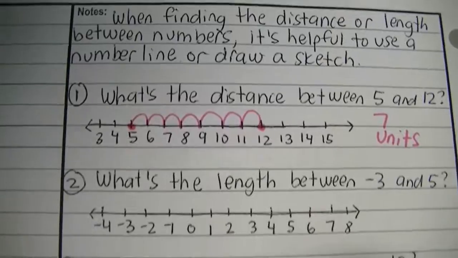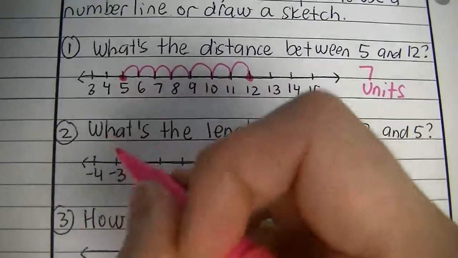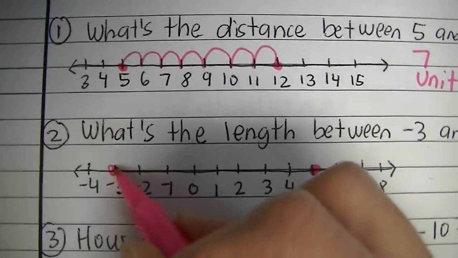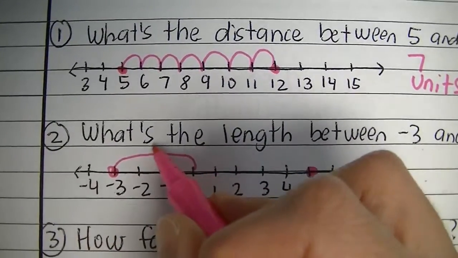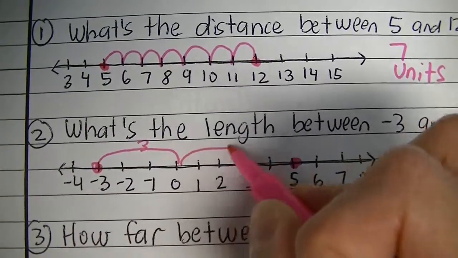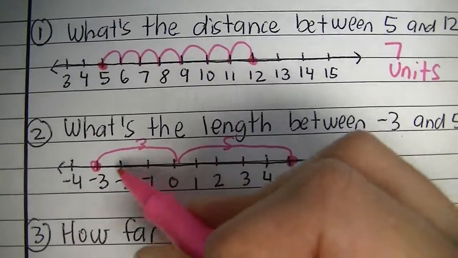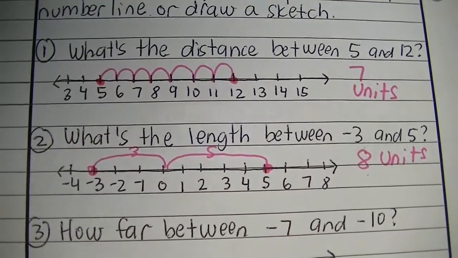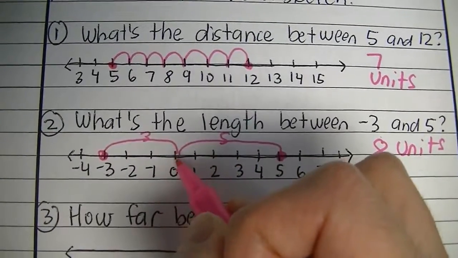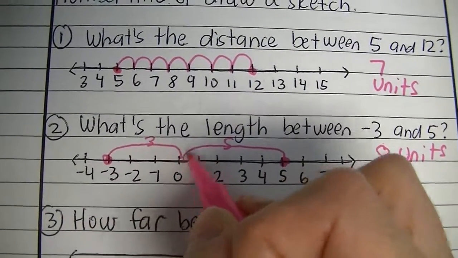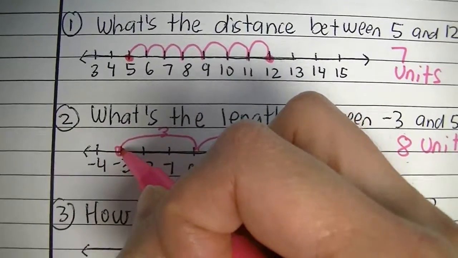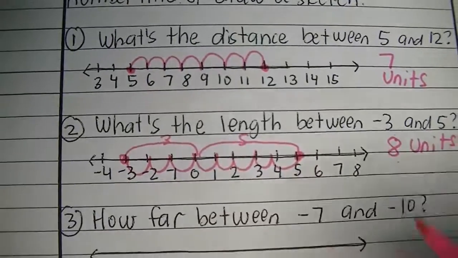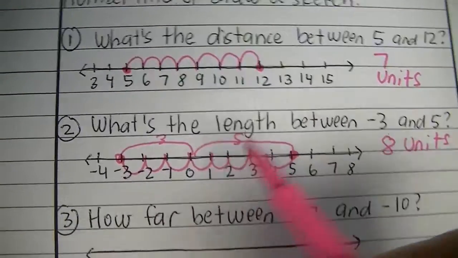Okay? What's the length between negative 3 and 5? So negative 3 and then that's positive 5. So if I see from here to here, that's 3 units. From here to here, that's 5 units. So 3 plus 5 is 8 units. Okay? I use 0 as kind of my little stopping point to help me with it. Or you can go like this. 1, 2, 3, 4, 5, 6, 7, 8. Okay? But when you have 0 in between, it's kind of easier to go like that.